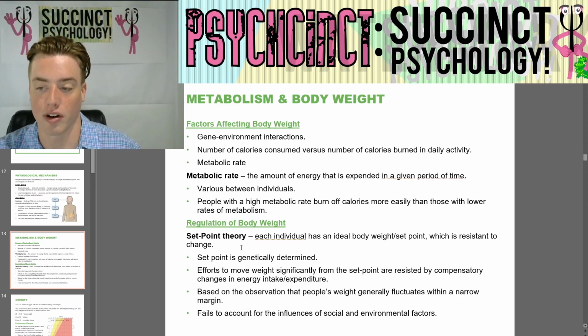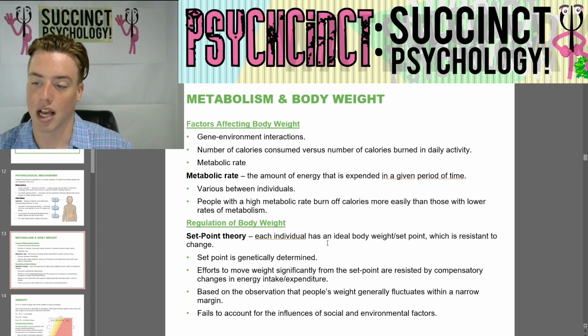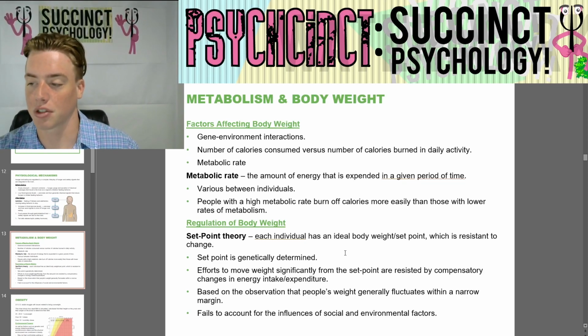The set point theory is that each individual has an ideal body weight or set point, which is resistant to change. Set point is genetically determined. Efforts to move weight significantly from the set point are resisted by compensatory changes in energy intake and expenditure, and this is based on the observation that people's weight generally fluctuates within a narrow margin, but it fails to account for the influences of social and environmental factors.